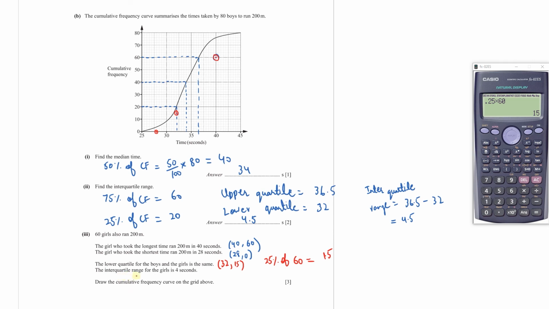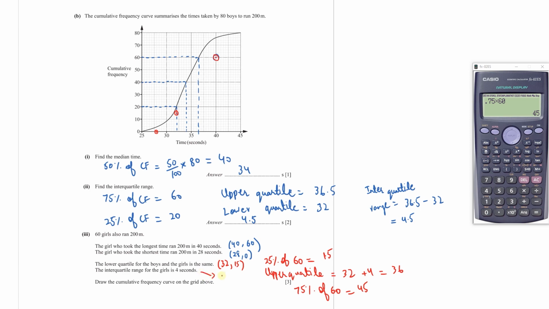And the last part is the interquartile range for the girls is 4 seconds. So the upper quartile will be equal to the lower quartile, which is the same as the boys, 32, plus their interquartile range, which is 4. So 36 is the upper quartile. And then what is 75% of 60? 0.75 times 60 will give you the cumulative frequency value, 45.